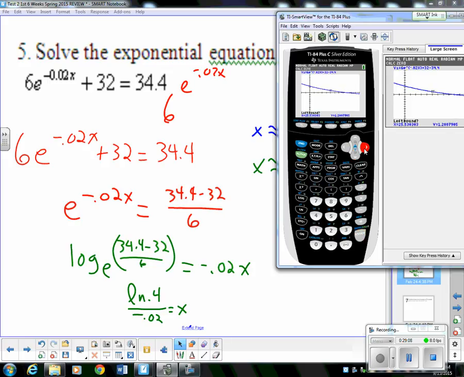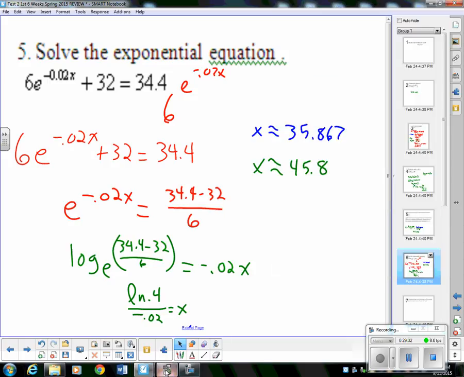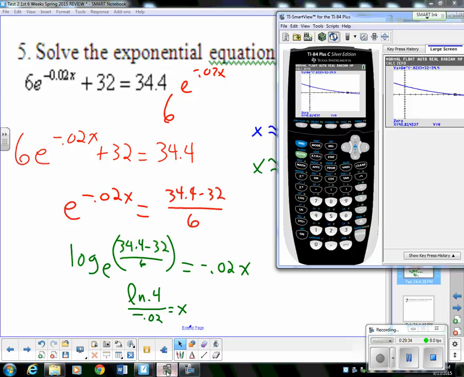So I'm going to use the trace feature. Again, I'm going to mark it to the left. And it's going to take me a second here. I'll mark it to the right. This is why it's good to do it by hand. All right, that gave me 45.814537, which is approximately 45.8. And I know I didn't round to 3 decimal places, so I'm going to leave it alone.